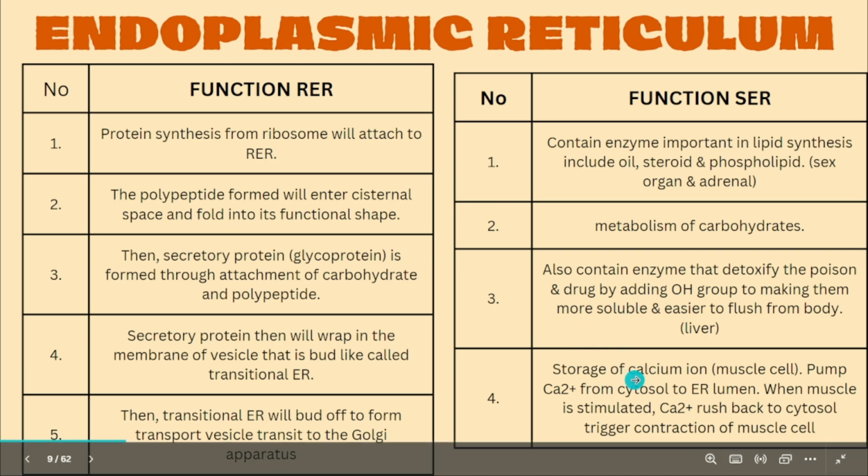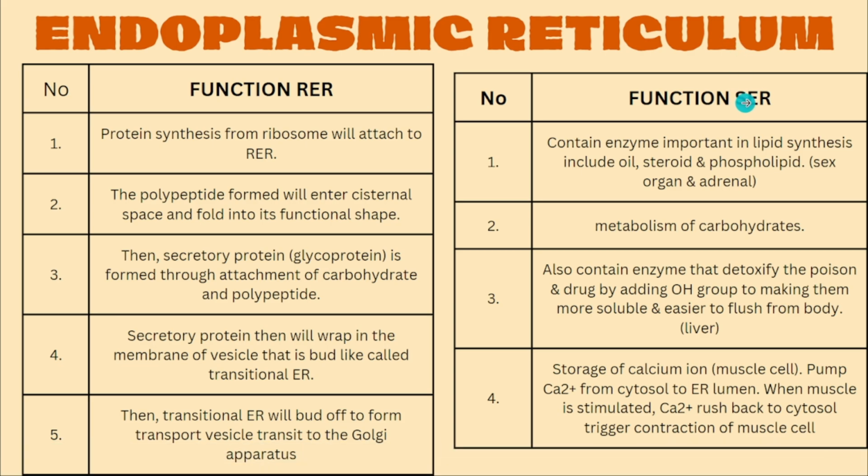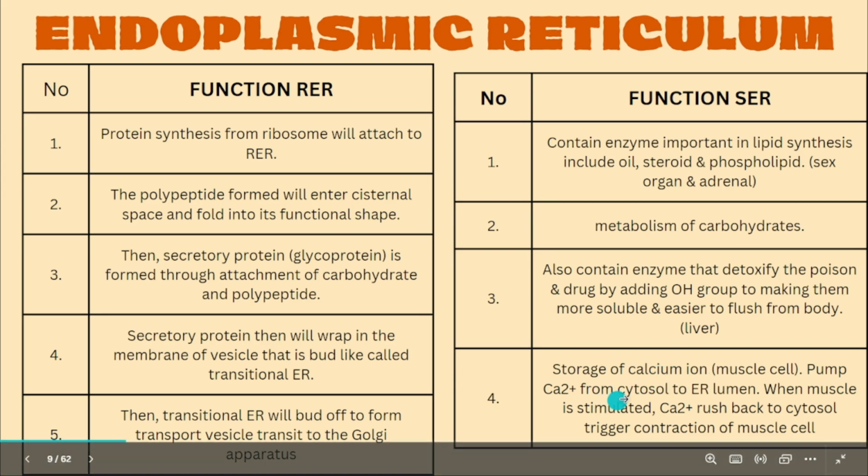And another function is inside the muscle. Inside the muscle, they also contain many SER, which plays a role in muscle contraction. In muscle contraction, they pump the calcium ion from the cytosol into the ER lumen to trigger the contraction of the muscle cell. Later in semester 2, you will learn about the mechanism of muscle contraction in more detail. But for now, you only need to know that SER plays a role in triggering contraction of muscle by pumping the calcium ion from the cytosol of the cell into the ER lumen of the cell. That's all you need to know.